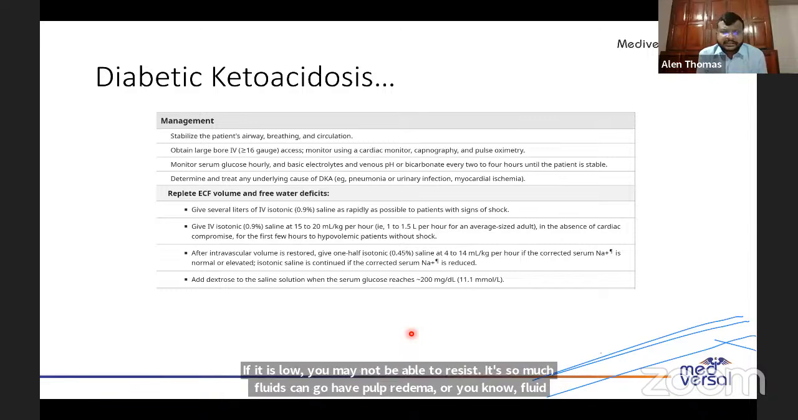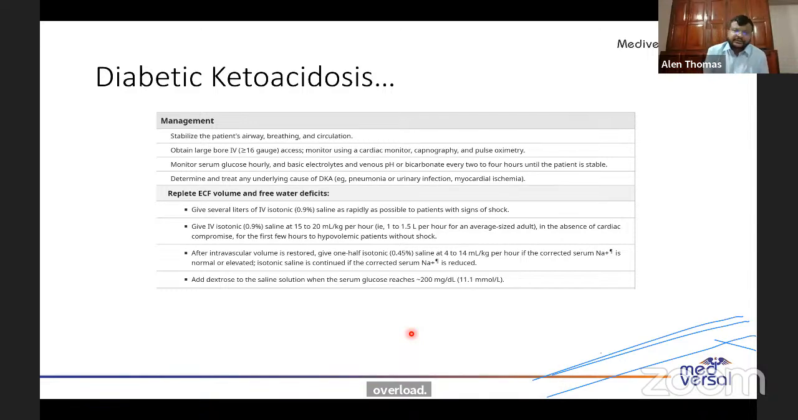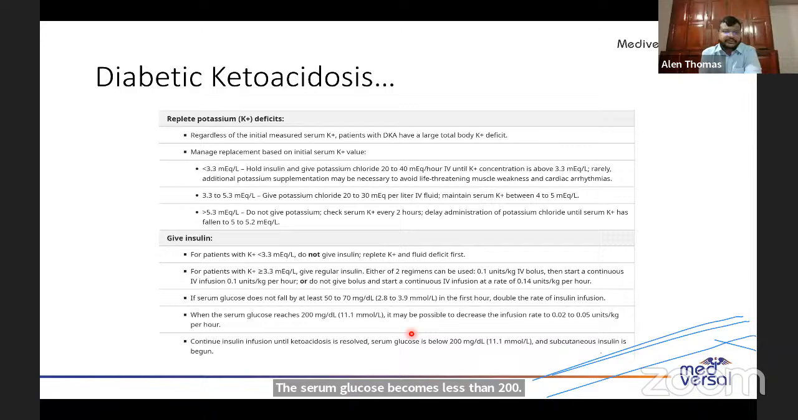So once the intravascular volume is restored, then you can switch to half normal saline and check for the sodium, and if the serum sodium is reduced, you can do that. And add dextrose to the saline solution like DNS once the serum glucose becomes less than 200, because you need to have insulin infusion to start out.